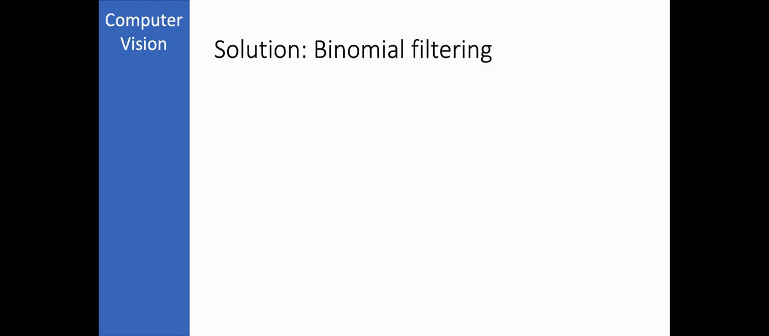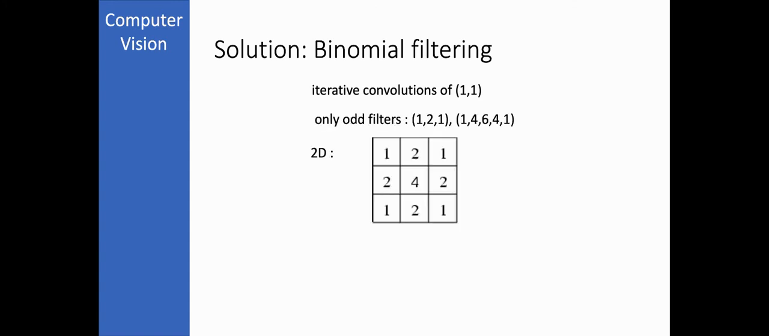And actually the solution is very simple, and it's called binomial filtering. The idea is we take a simple filter like this, two components in one dimension, one one, and then we convolve that filter over and over again with itself. That way, we get the binomial filters in various sizes in 1D. Now, if we convolve a horizontal and a vertical version of this filter, then we get the binomial filter in 2D. So, by construction, the binomial filter is also separable.